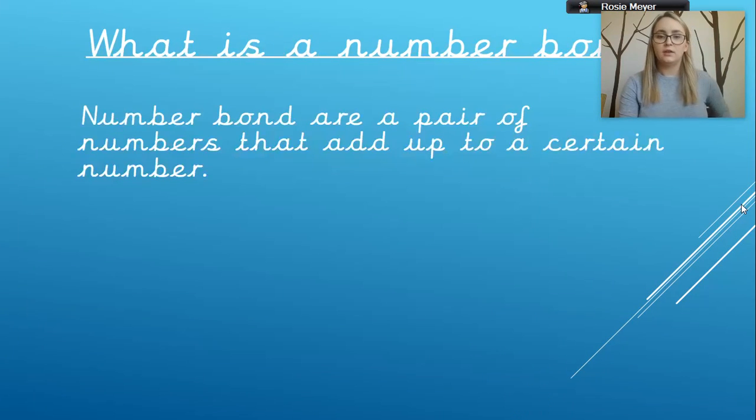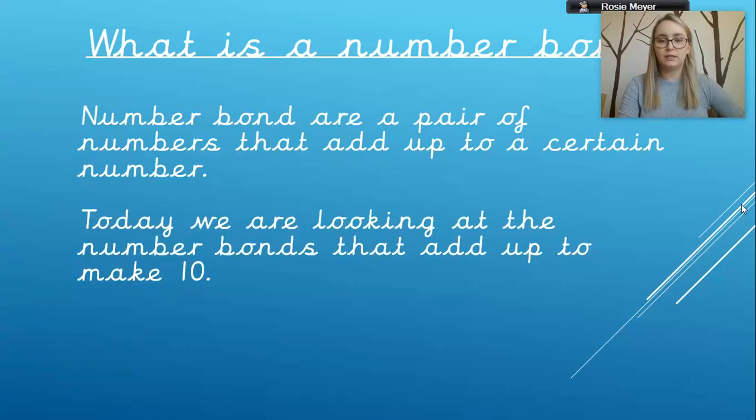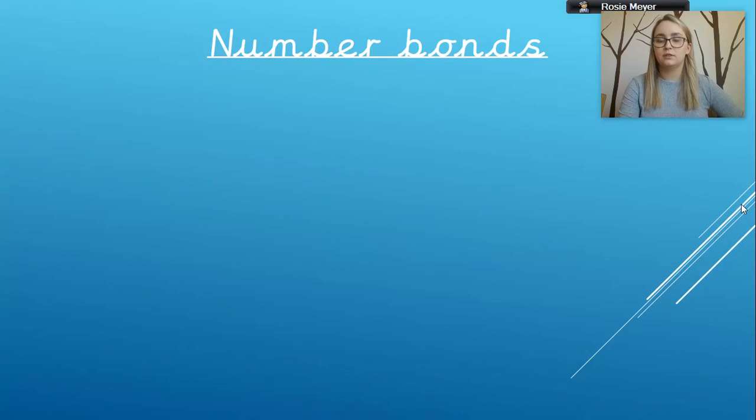Well done. Okay, so let's have a look at what a number bond is again. Number bonds are a pair of numbers that add up to a certain number. Today we are looking at the number bonds that add up to make 10. So we're going to go back over what our number bonds to 10 are, and then you're going to have a go at an activity.